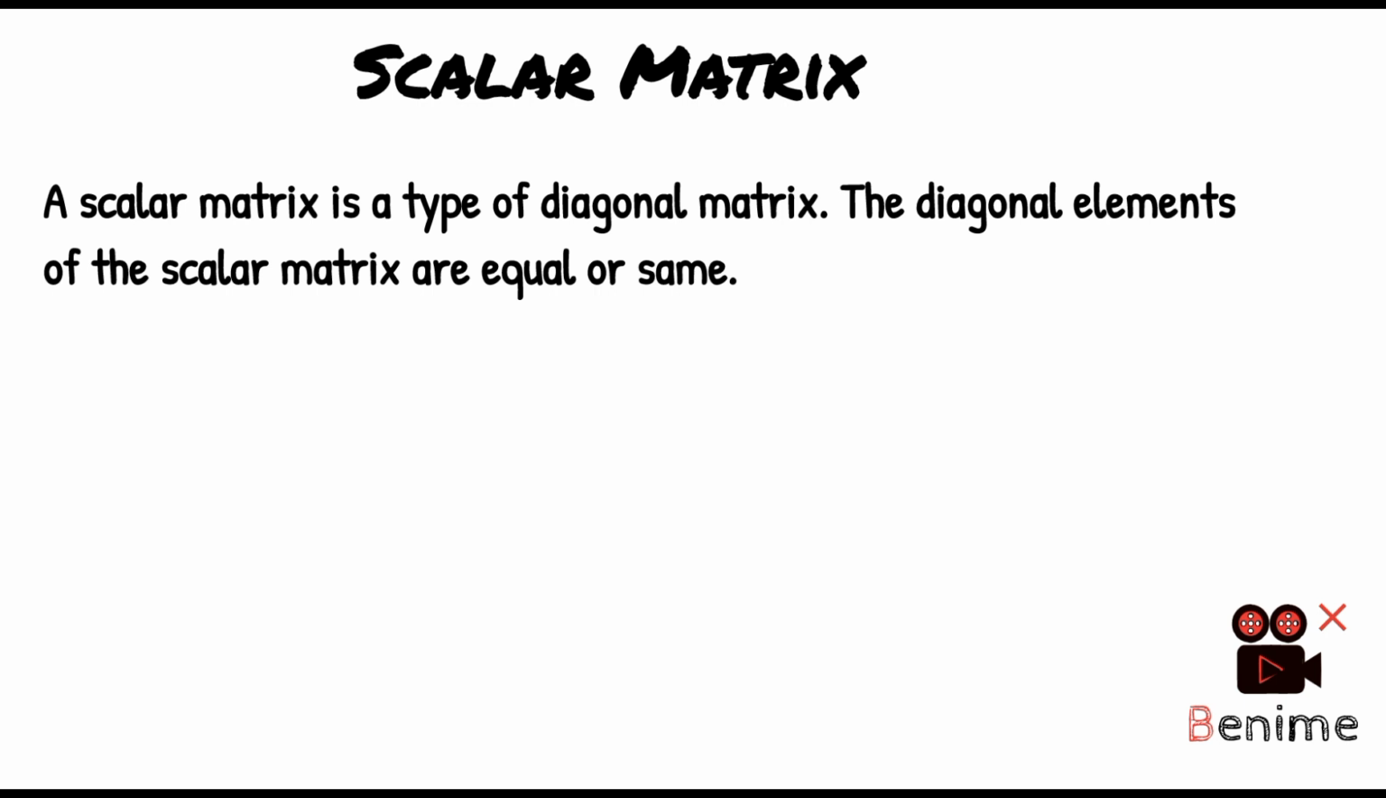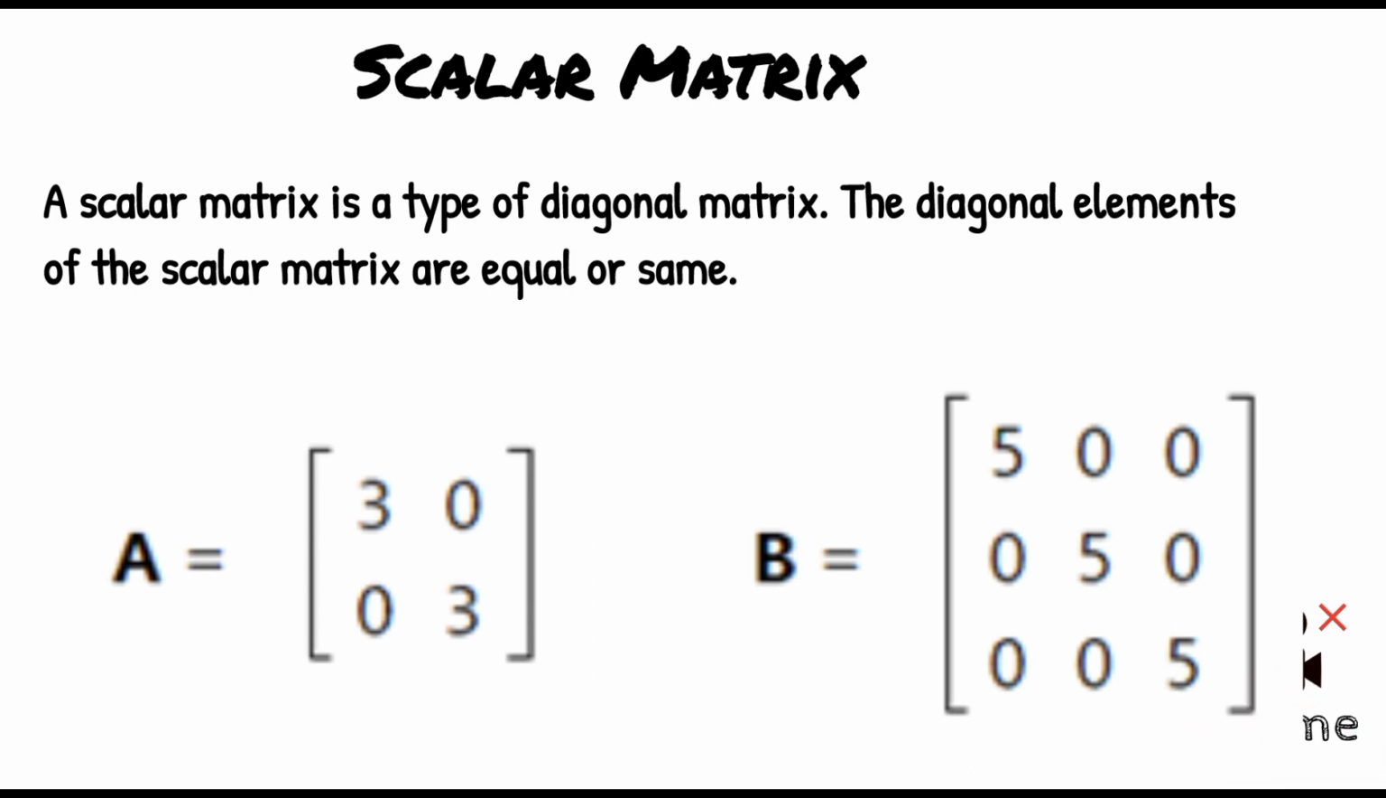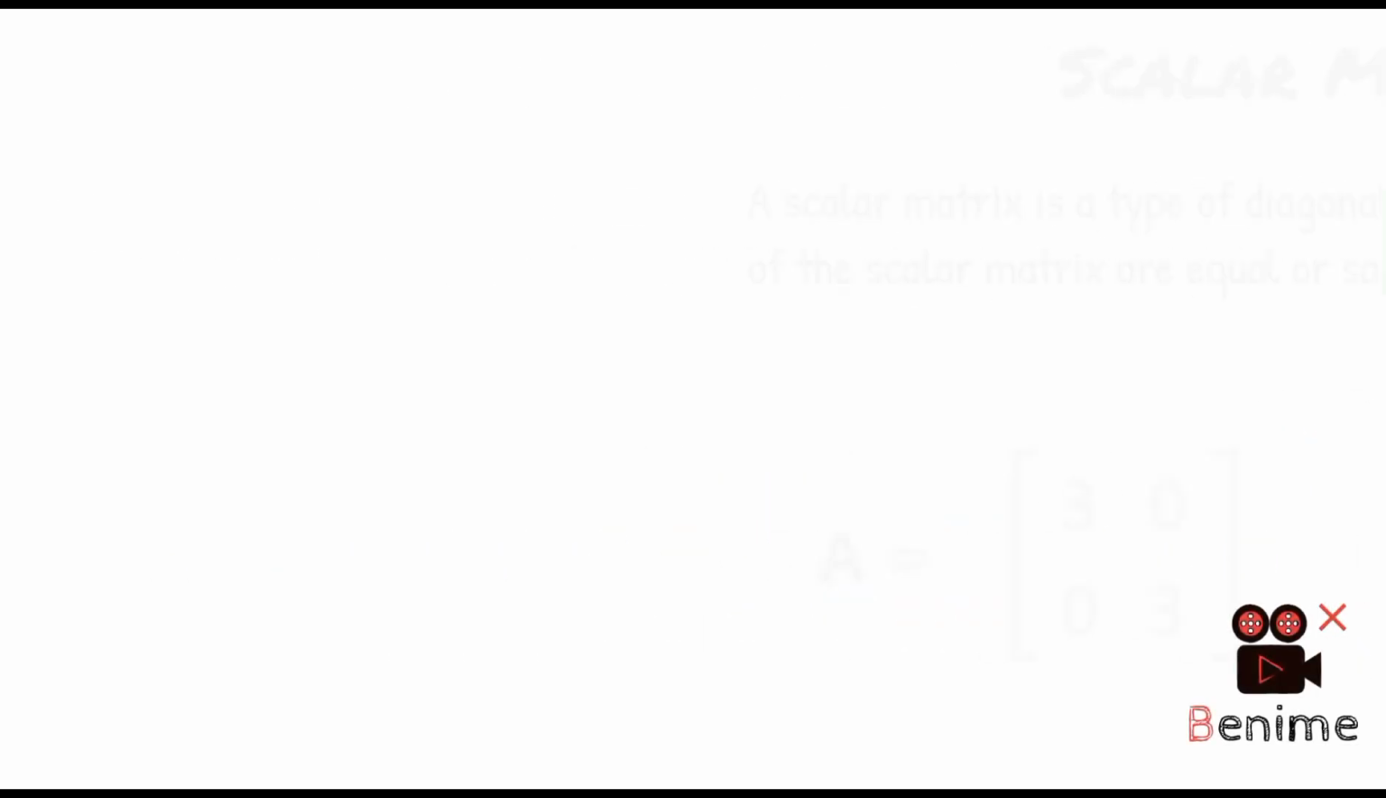So in diagonal matrix, there is only one condition, that there must be some non-zero elements in the main or principal diagonal. Whereas in scalar matrix, there is a condition that all the elements in the main or principal diagonal must be same. So let's see an example. Here we have two matrices, A matrix and B matrix. Again, you can see in these two examples that the main diagonal entries of both the matrices are same.